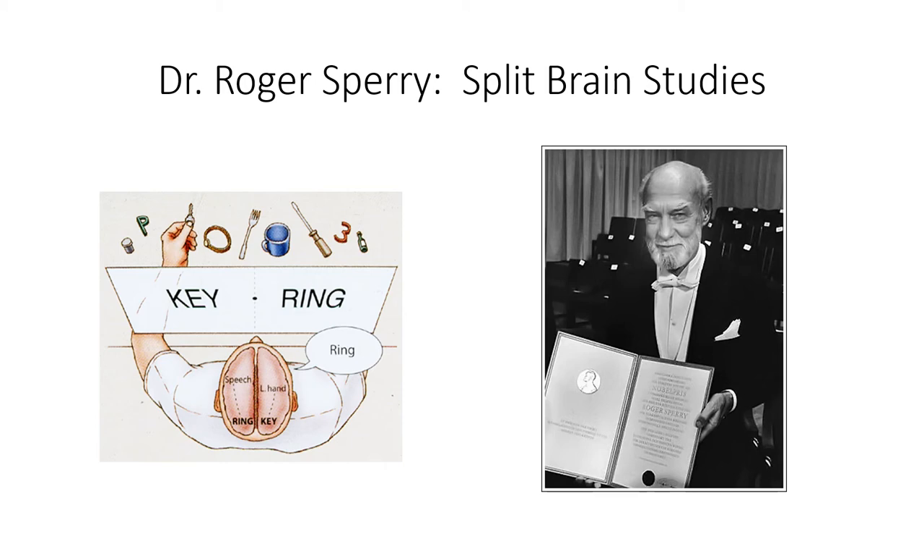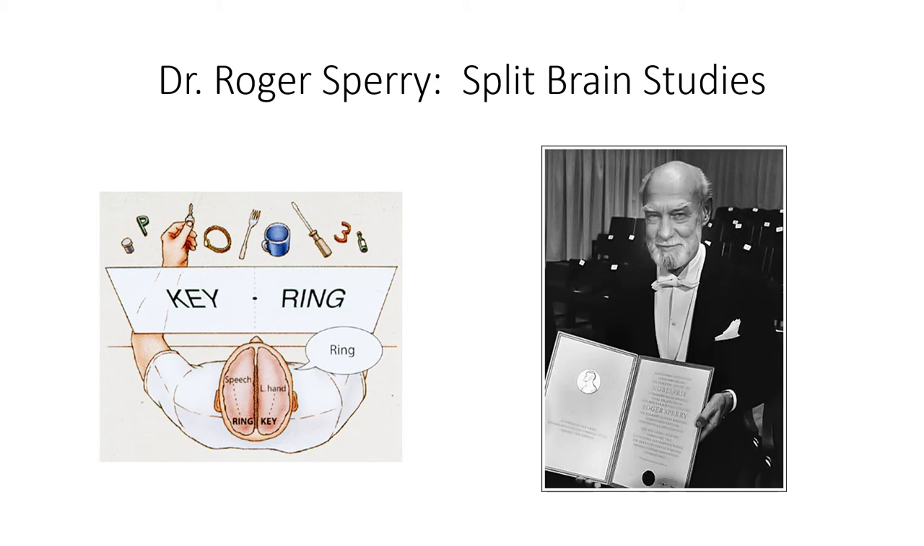So in a series of studies that won him the Nobel Prize in 1982 for medicine, Roger Sperry, pictured on the right, collecting his Nobel Prize, Sperry and his colleagues at the California Institute of Technology set up a series of experiments to discover what processes were occurring in these so-called split-brain patients. They conducted a set of really interesting experiments where they would present different stimuli to the two different hemispheres.